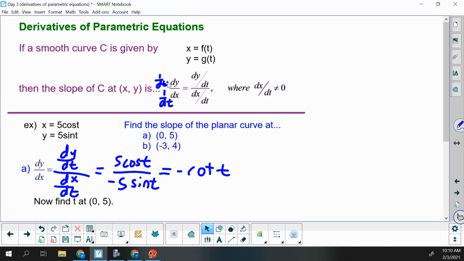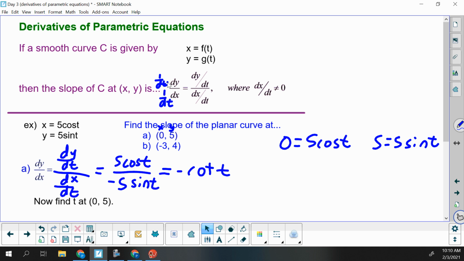Well, to find our slope, we need to find what value of t we are working with. Well, we have x is 0 and y is 5. So what we do is we put 0 in for x in our x equation. So we're going to have 0 equals 5 cos t. And again, this is coming from the originals. 5 in for our y equation. So 5 equals 5 sine t. And then we go through and solve each of these and find a common solution.